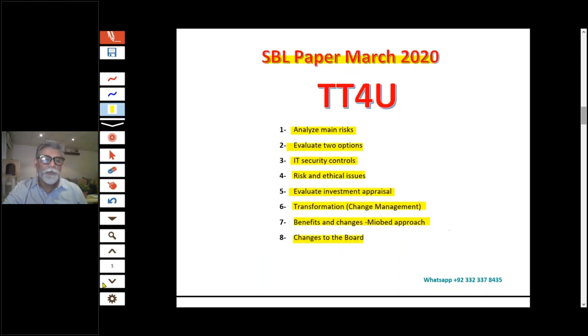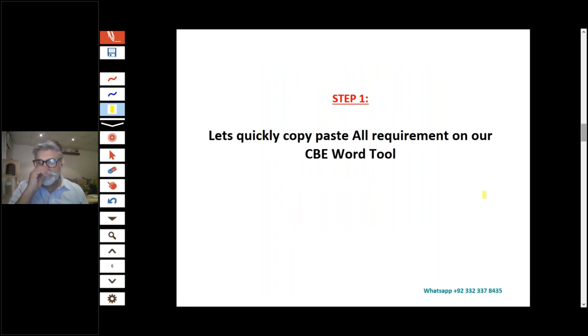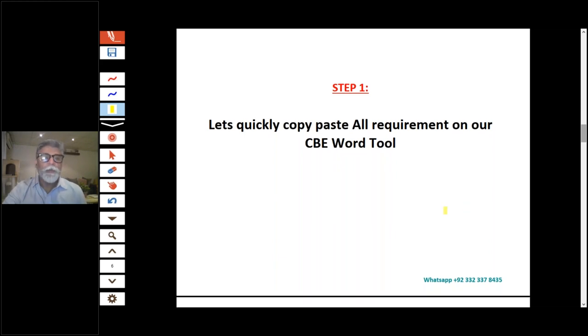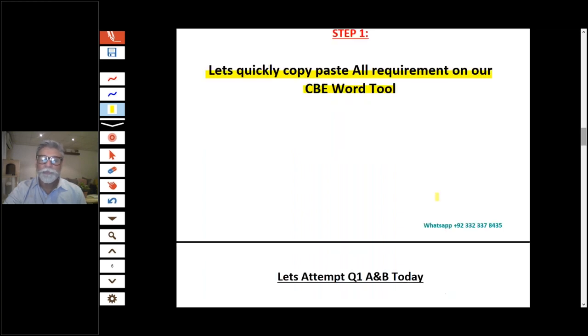All right, let's move on. So step number one, you remember the exam techniques from yesterday? Our step number one, the moment we open our paper, we have to quickly copy paste all requirements into our CBE Word 2. So let's do that.